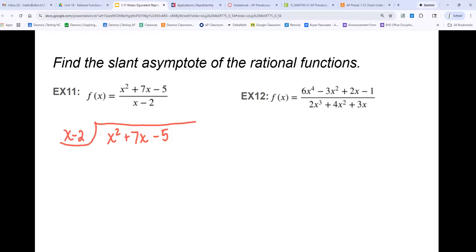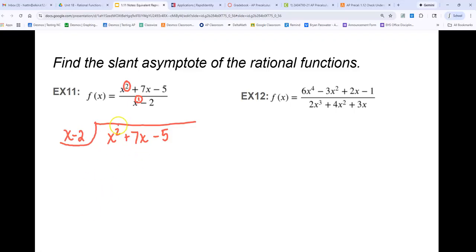First of all, I should be saying, do I even have a slant asymptote? Obviously, the directions tell you to find one, so I probably do. But I know I have a slant asymptote because the degree of the numerator is 2 and the degree of the denominator is 1. So the degree of the numerator is exactly 1 bigger than the denominator. So what I can do here is I'm going to divide, multiply, subtract, bring down. Divide, multiply, subtract, bring down.